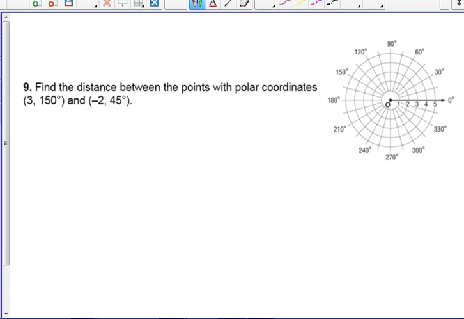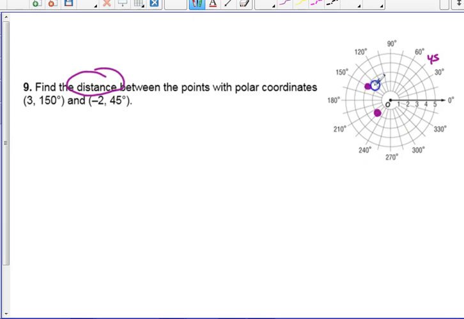All right, this one's important. This concept is on the homework check, and miraculously, when I graded a bunch of them from earlier today, they plotted the points and then turned the paper in. It says find the distance between them, okay? Got to do a little work here. 3, 150 is 150, 1, 2, 3, right there. Negative 245, a little bit tricky. Go around to the 45, back up 2, so it's over here, right?